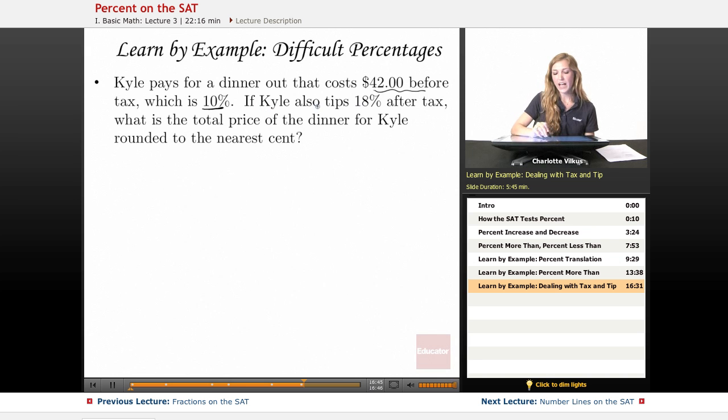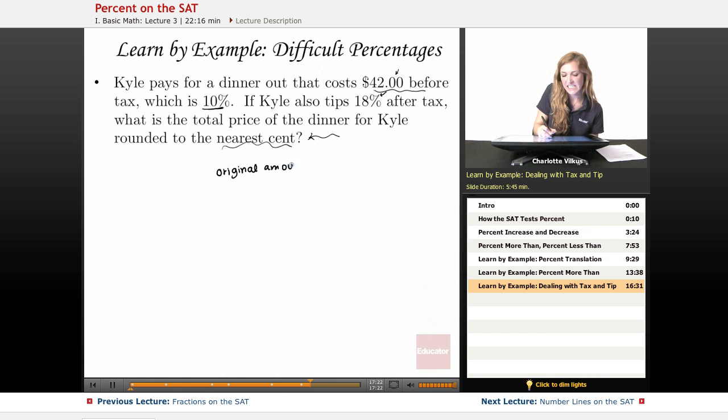And if Kyle also tips 18% after tax, we want to be able to find the total price of the dinner for Kyle, rounded to the nearest cent. So this means we're going to need to find the amount that the tax increases our total by, and then again find the amount that the tip is going to increase our total by after tax. And this will then allow us to find the total price of the dinner. So our original amount, or our original cost, is going to be $42.